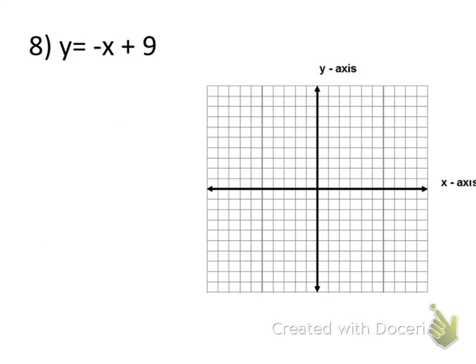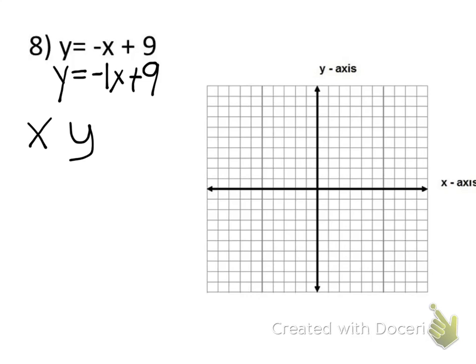All right, here's number 8. It's gonna be a tricky one. Before we even make a chart, what's going on with that x? I see something I don't like. It's a negative. It's a negative what? 1. This is actually like y equals negative 1 times x plus 9. That's how I'm going to think about it.